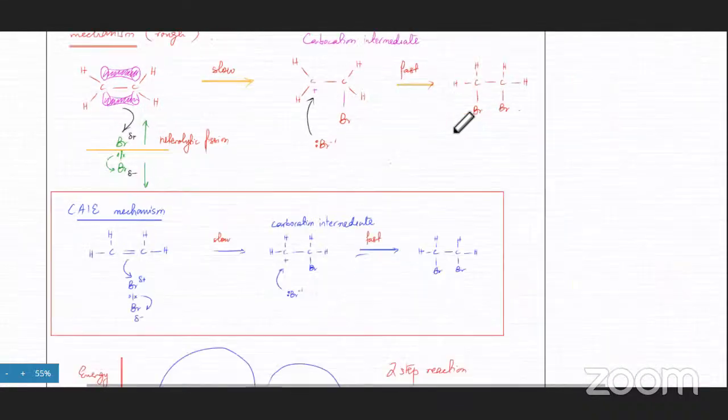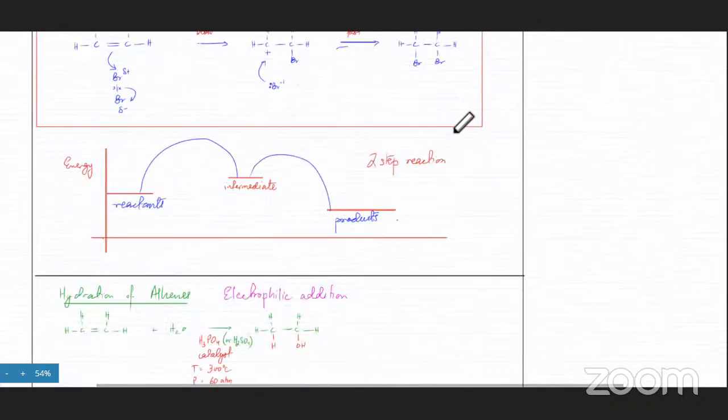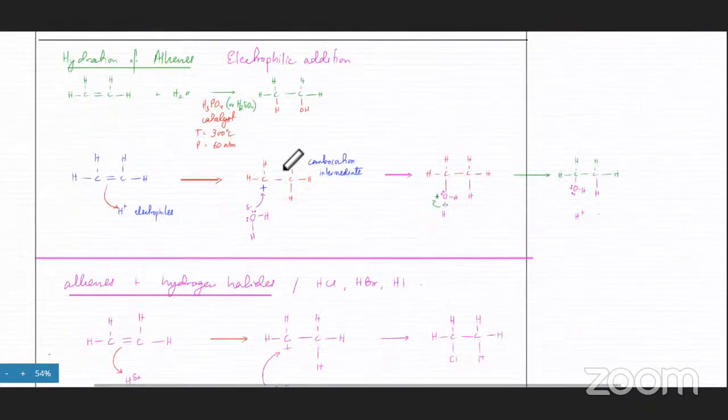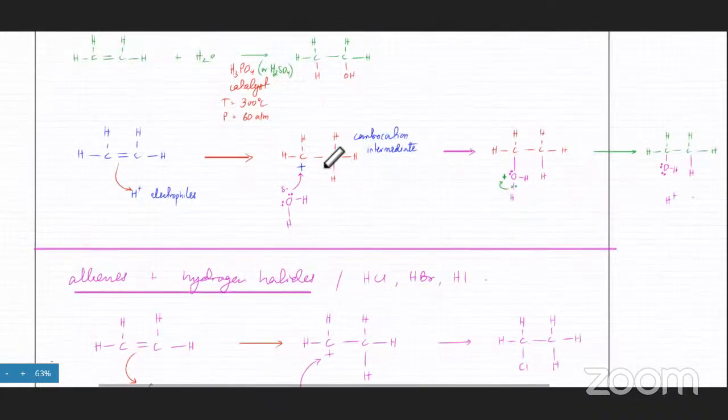And this would happen pretty much with all the electrophiles, whether it's hydration of alkenes, with phosphoric acid catalyst, water is being added, same thing would happen. The H plus 1 would get attracted, and then the water molecules would come and bond with the positive carbocation.